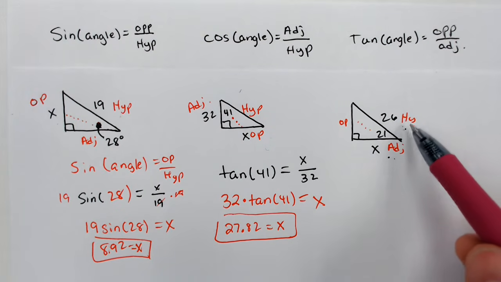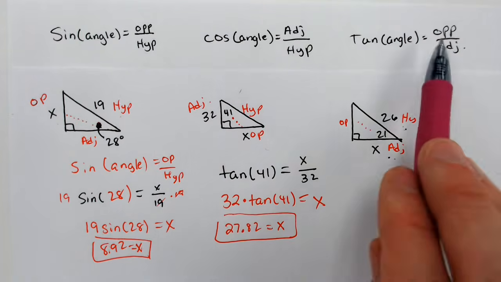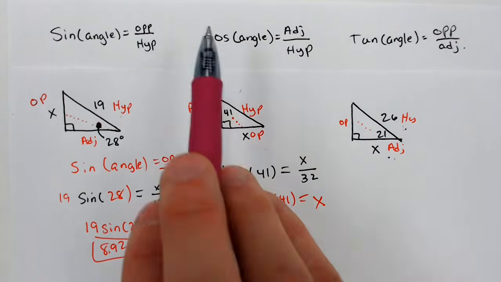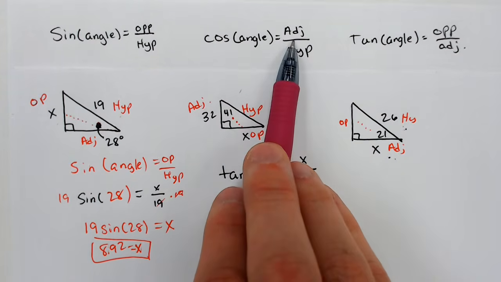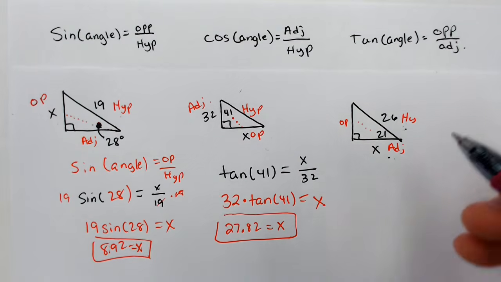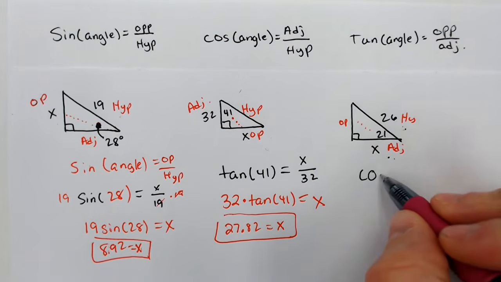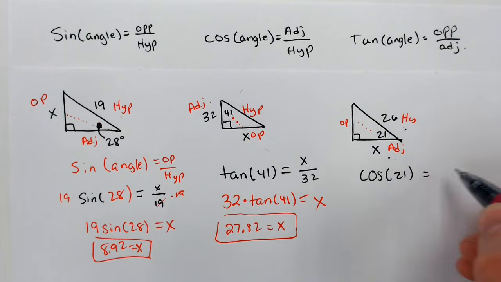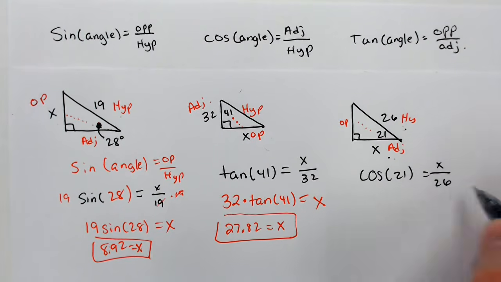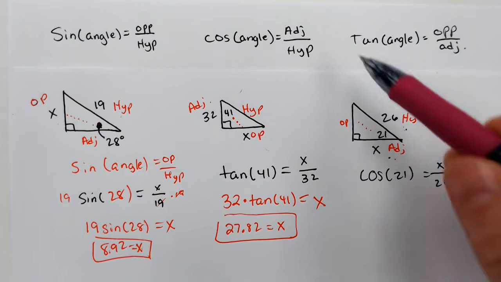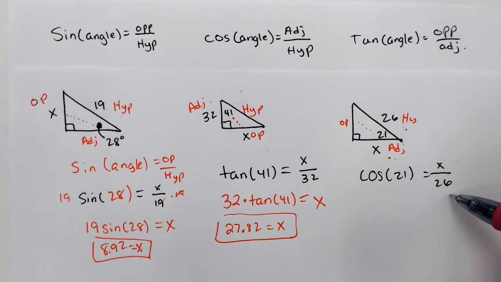So we're going to focus on whichever one of these trig functions uses hypotenuse and adjacent, and it's cosine. That has adjacent and hypotenuse. So I fill it into that formula instead. Cosine 21 equals x over 26. X is the adjacent. 26 was the hypotenuse.